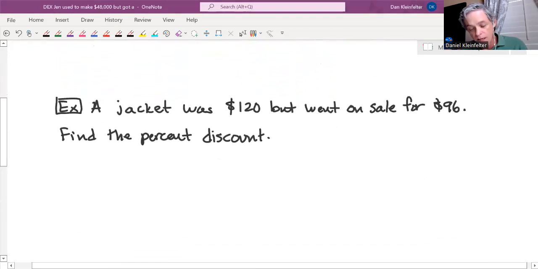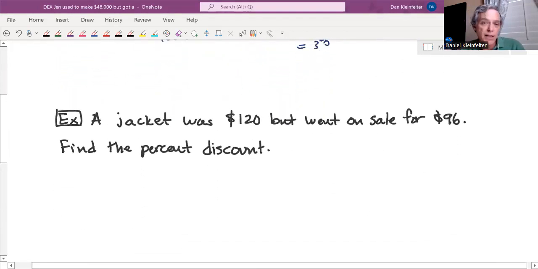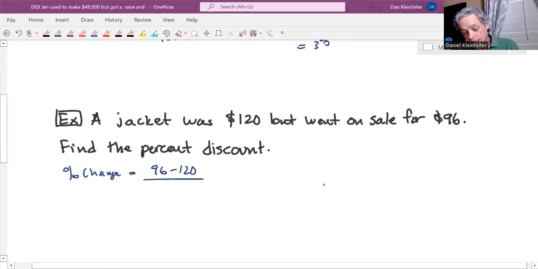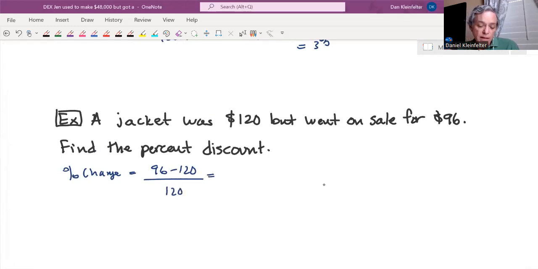Okay. All right. So here, let's try the next one. A jacket was originally $120, but it goes on sale for $96. We would like to know the percentage decrease. What discount was it? Okay, so percent change. Whatever it is now, which is the 96, minus what it used to be, which was 120, and what it used to be was 120. Okay, 96 minus 120, that was a dollar amount decrease of $24, saved on a jacket that was 120, so that is a 20% discount. So you save 20% on the jacket.